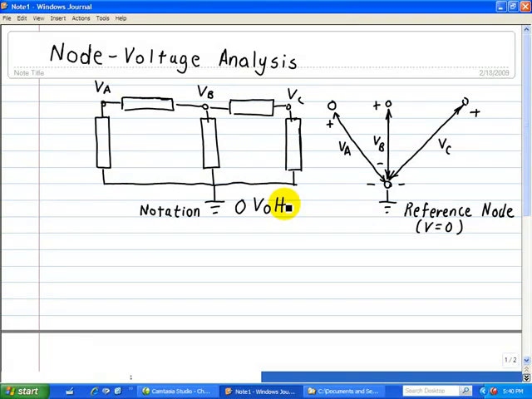Well, it depends on you, but basically you try to see where most of the devices are connected, and if a node such as this has a lot of electrical devices connected to it, we usually label it as the reference node. And again, the reference node is usually 0 volts.